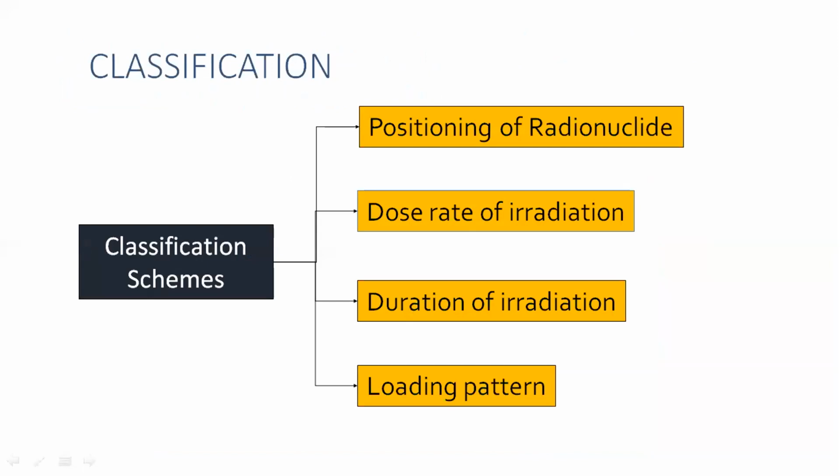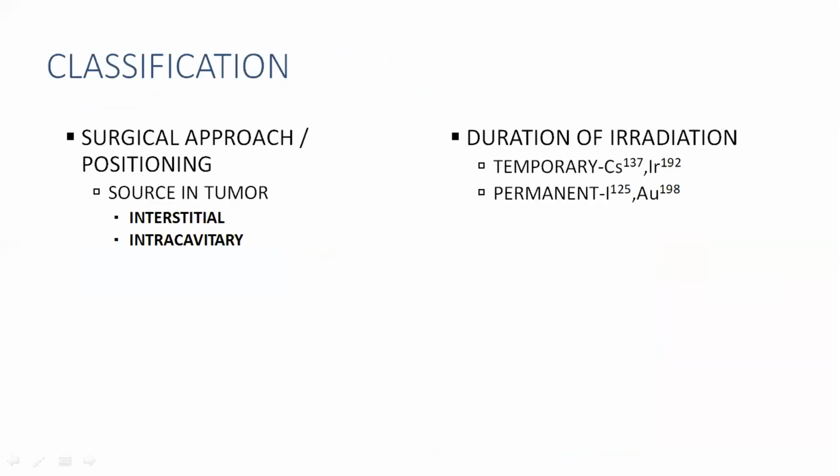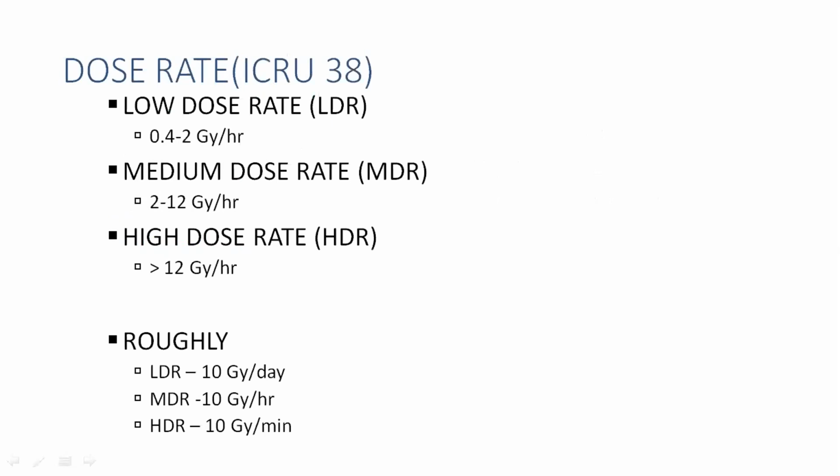Now, classification schemes in brachytherapy for cervical cancers are numerous. It's by the positioning of the radionuclide, the dose rate, or the duration of radiation, and the loading pattern. So it can be interstitial or intracavitary by the approach that we use. It may be a temporary or permanent implant, which we do not use in cervical cancers. It may be by the dose rate: low dose rate, medium dose rate, and high dose rate, which you have to remember all throughout your life after you start your career as a radiation oncologist.